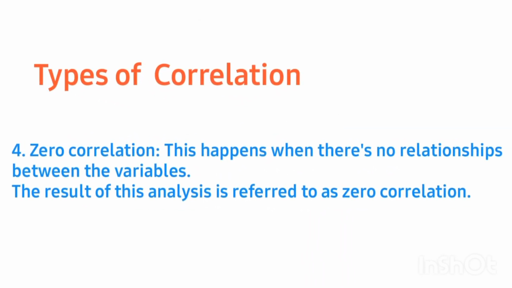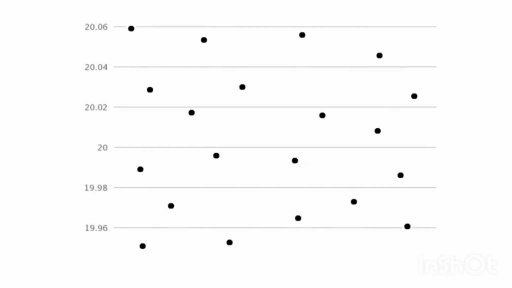The last type of correlation is referred to as zero correlation. Zero correlation happens when there is no relationship between two variables, right? The graph of zero correlation. Looking at this graph, obviously there is no dictated pattern or relationship between these variables.